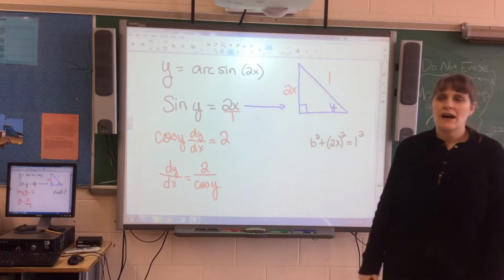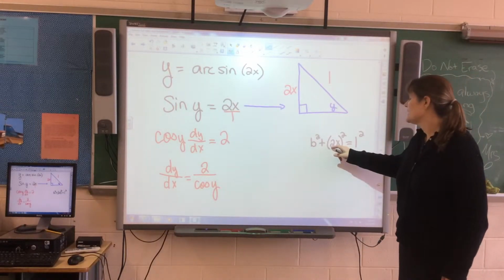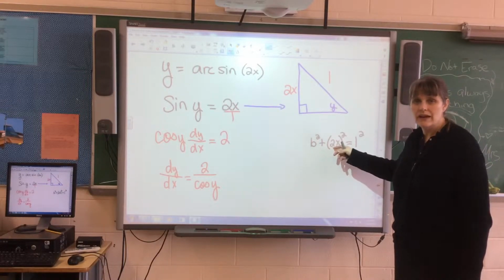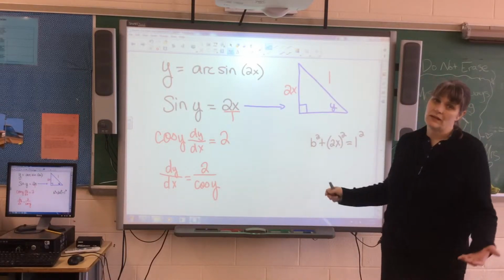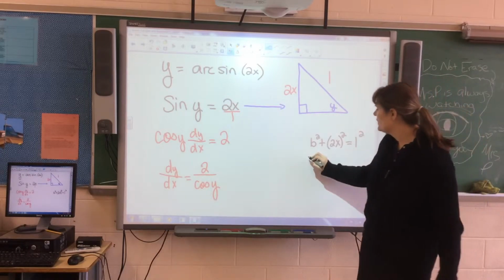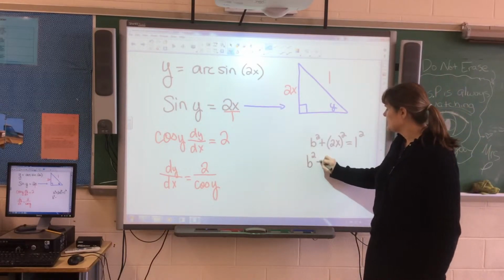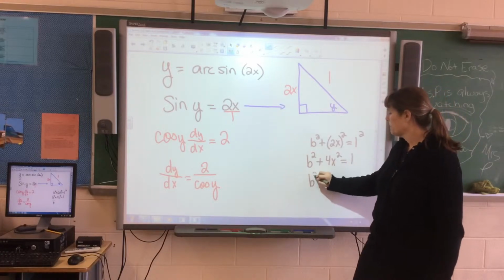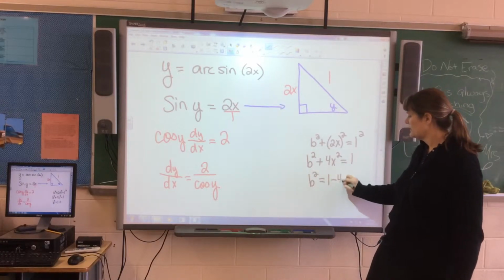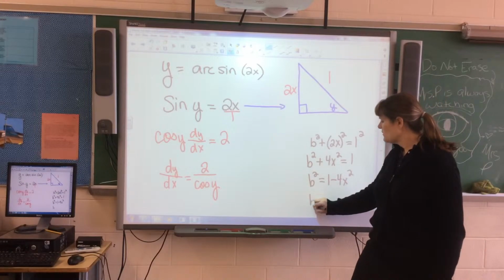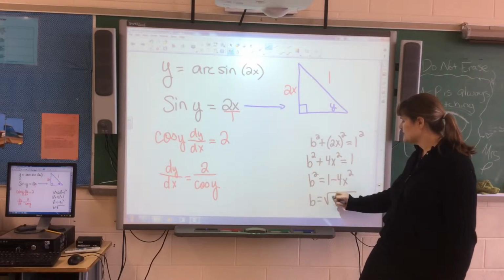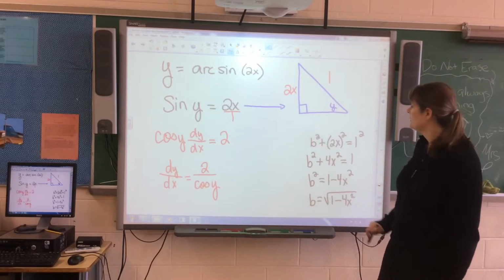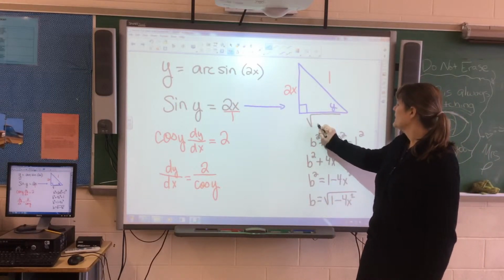Now take your time. A common mistake is that when you take 2x squared, people get 4x, or they just get 2x squared. They forget to square both. So our missing side squared plus 4x squared equals 1. So then we have b. Our missing side is the square root of 1 minus 4x squared. So we can fill that in.